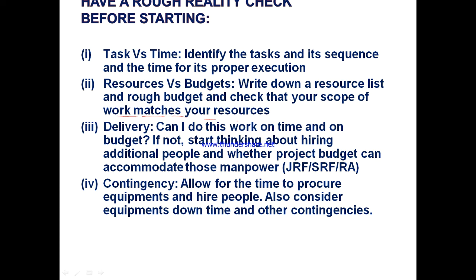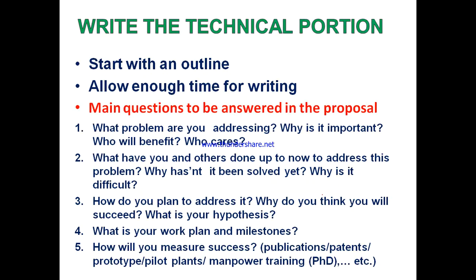If not, start thinking about hiring additional people. If you are unable to do the project alone, add budget for JRF, SRF and RA; this provision is there in funding proposals. You can also add contingency in your proposal. Allow time to procure equipment and hire people, and consider equipment downtime and other contingencies.